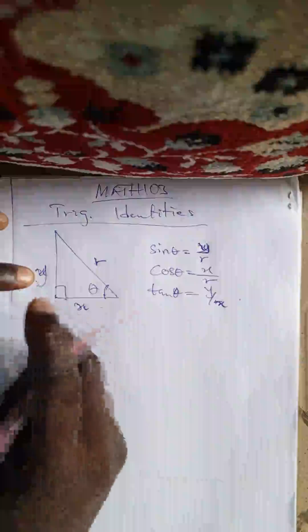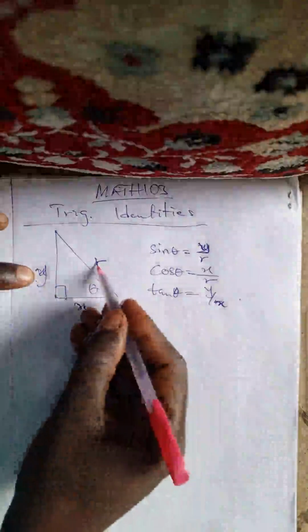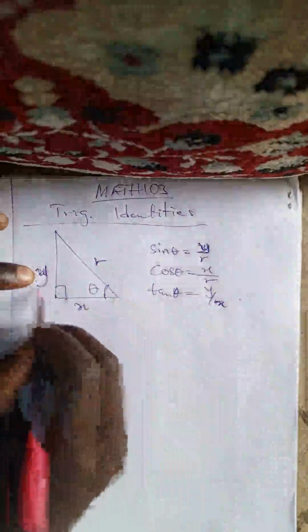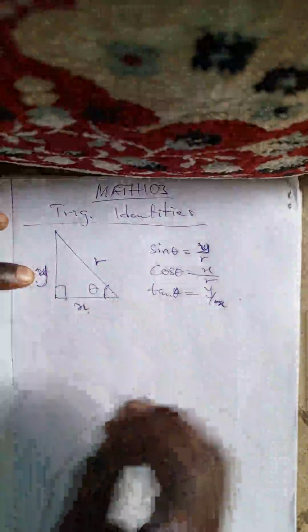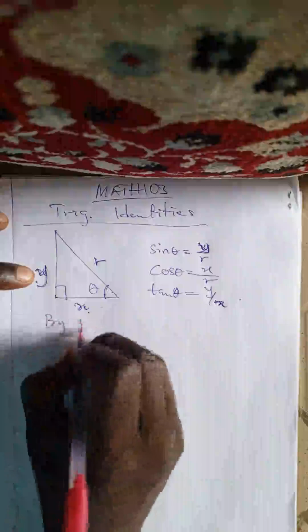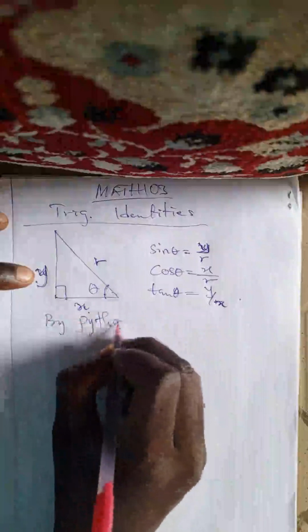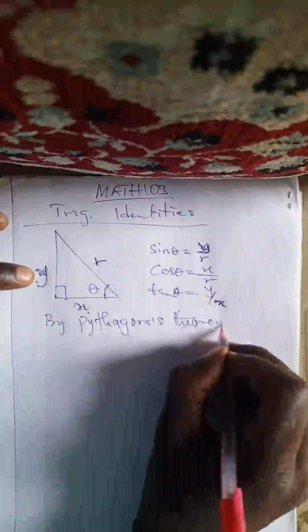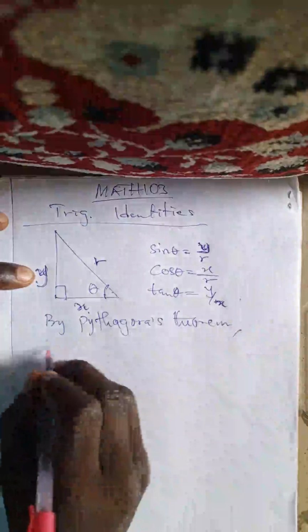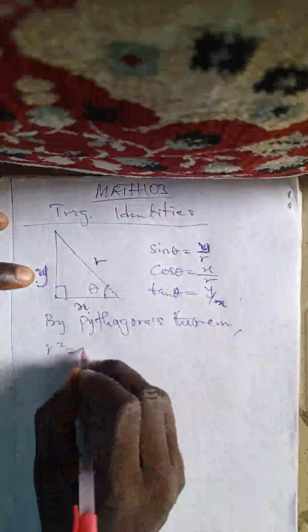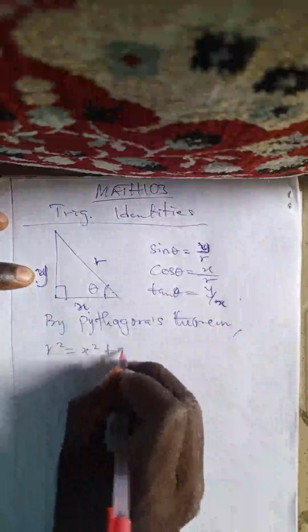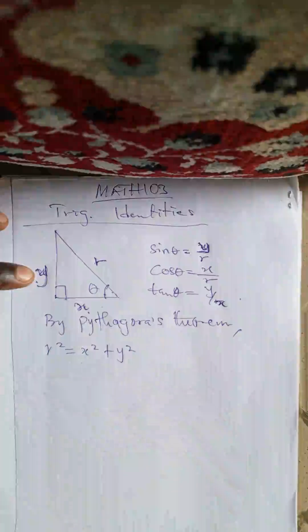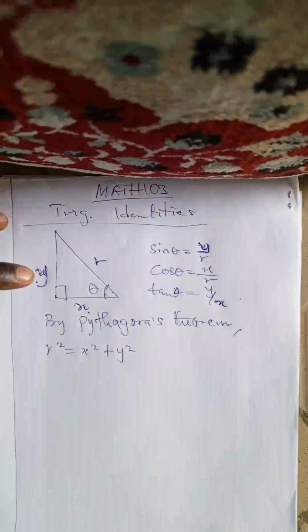Now, by Pythagoras' theorem, the square on the hypotenuse is equal to the sum of the squares on the opposite and the adjacent. So by Pythagoras' theorem, we have that r squared is equal to x squared plus y squared. So x squared plus y squared is equal to r squared.